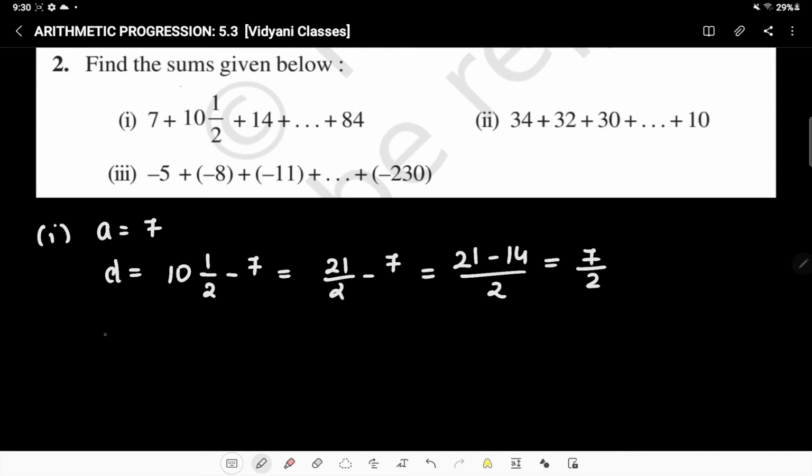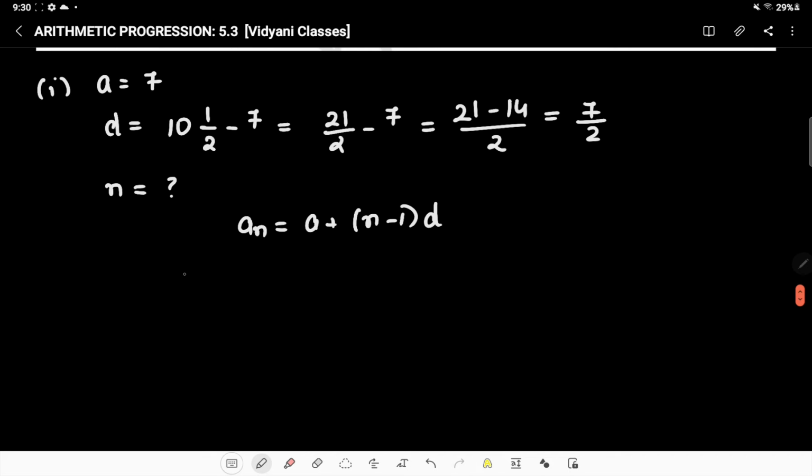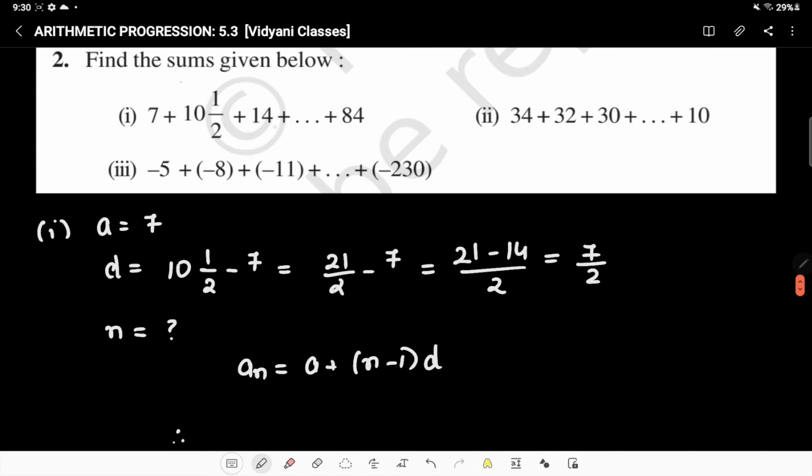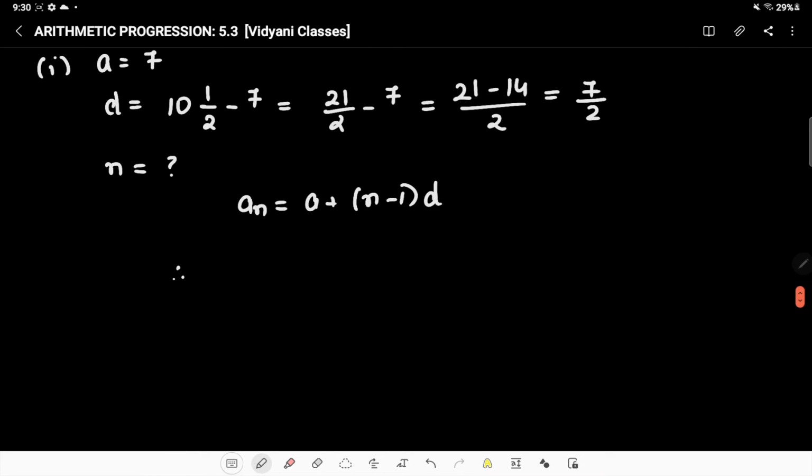Okay, but the problem here is we don't know the value of n. Without knowing the value of n we cannot calculate the sum. We can't apply the Sn formula. So to get the value of n we need a different formula, that is an equals a plus n minus 1 d. From here we need to first get the value of n. An is given, the last term value is 84. A is 7, we don't know the value of n, and the value of d is 7 by 2.